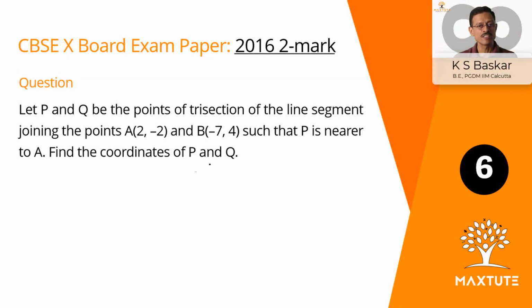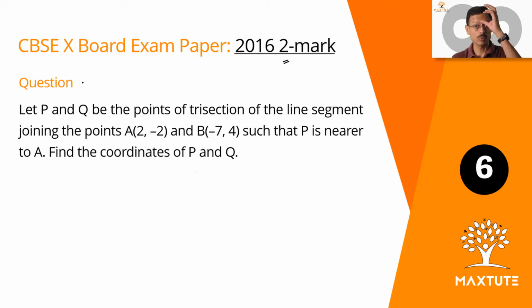This is a coordinate geometry question, an easy one, that appeared as a 2-mark question in the 2016 CBSE Class 10 board examination. Let's read the question. Let P and Q be the points of trisection of the line segment joining the points A, whose coordinates are (2, -2), and B, whose coordinates are (-7, 4), such that P is nearer to A. P and Q are dividing this line segment into 3 equal parts.